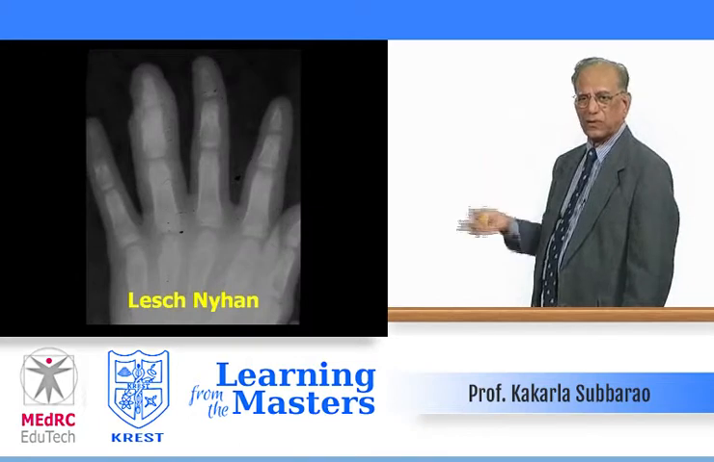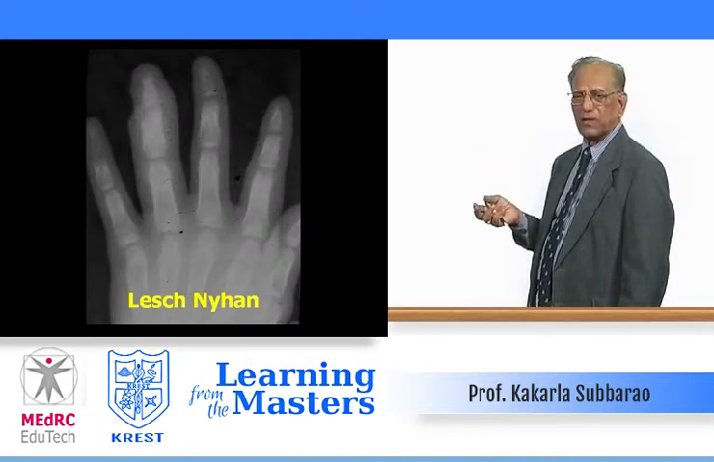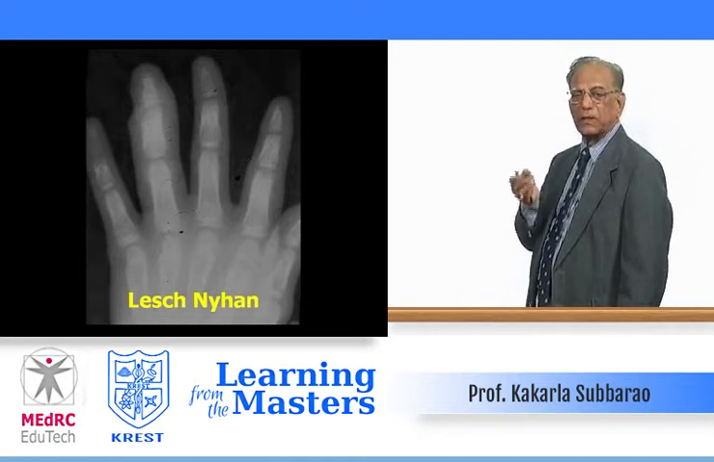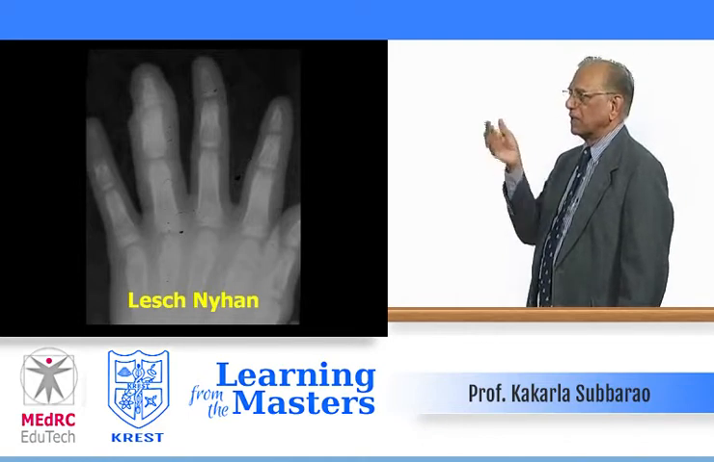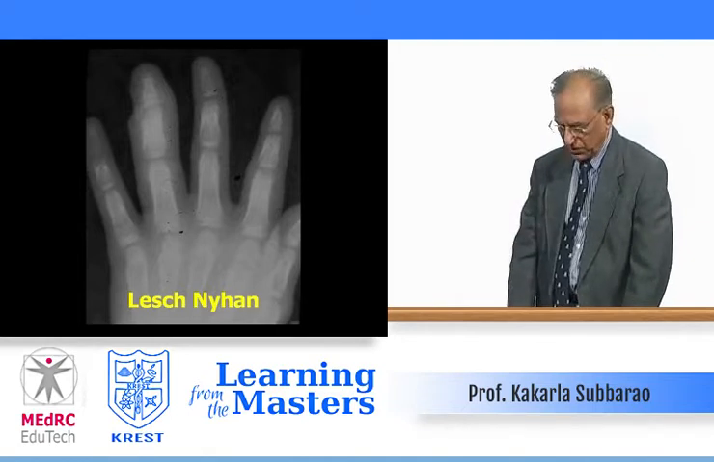Lesch-Nyhan is also a congenital form of gout where there is mutilation of the fingers. The child bites the nails and fingers also. This is a classical example of Lesch-Nyhan syndrome or disease.